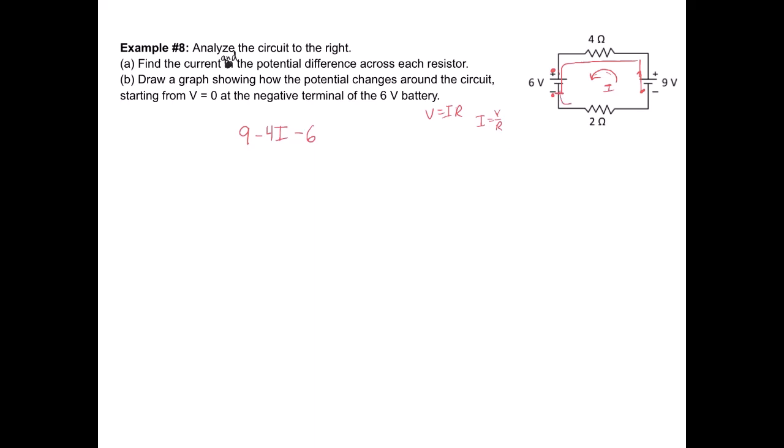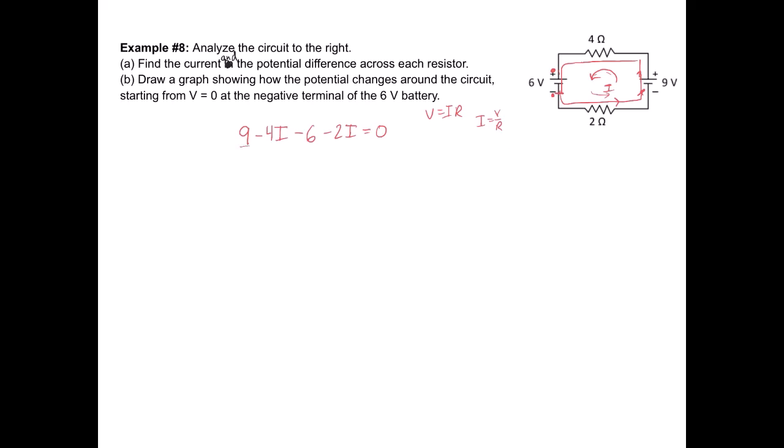Now I'm going to continue through the 2 ohm resistor. Again, I am going in the direction that I identified as my positive current. So that's going to be a minus 2I. And then at this point, I return back to the point I started at. And so now I can just say that is equal to 0. Hopefully at this point I can now solve.